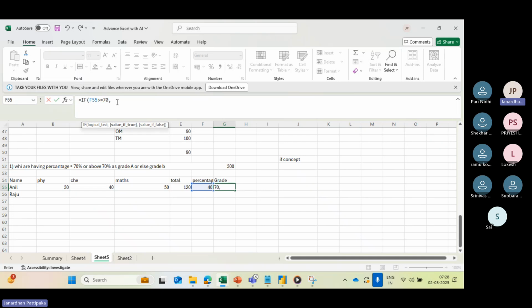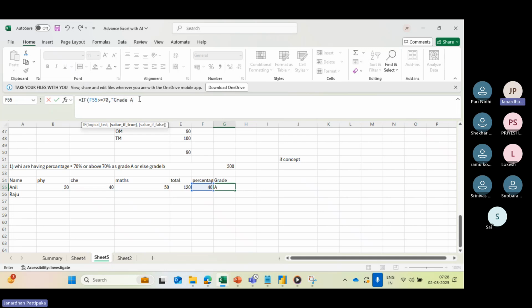Just give the comma. Now it is asking, if this condition is satisfied, what is the value if true? What is the output I need to get? If the percentage is 70% or above, I need to get the output as grade A. This grade A you are writing manually. As per Excel, if you write anything manually, you need to mention it in double quotation marks: "Grade A".